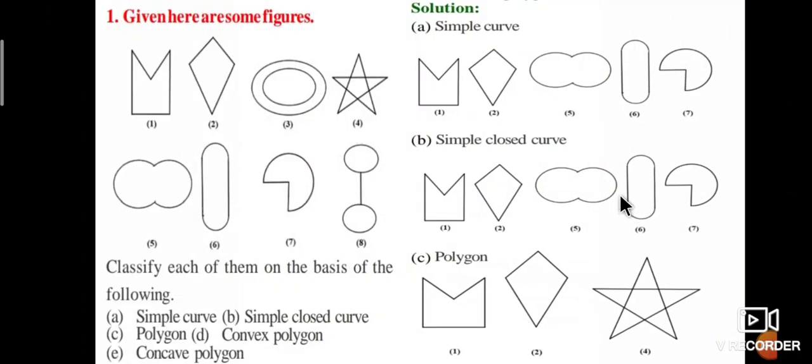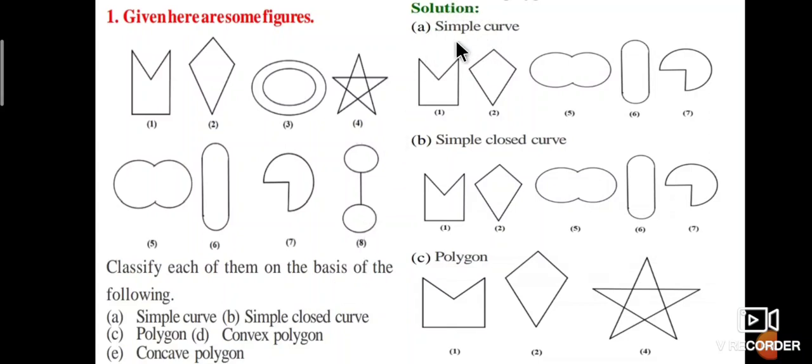Next, we shall discuss exercise problems. In the first one, some figures are given: figure 1, figure 2, figure 3, figure 4, figure 5, figure 6, figure 7 and figure 8. Classify each of them on the basis of the following: simple curve, simple closed curve, polygon, convex polygon, and concave polygon.